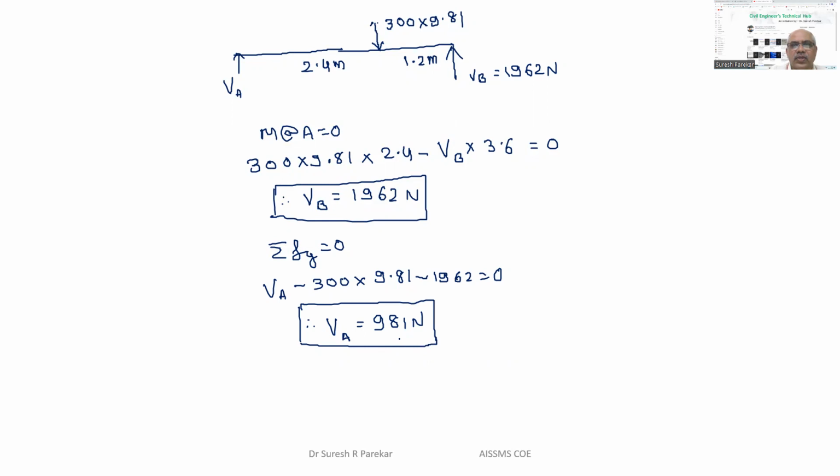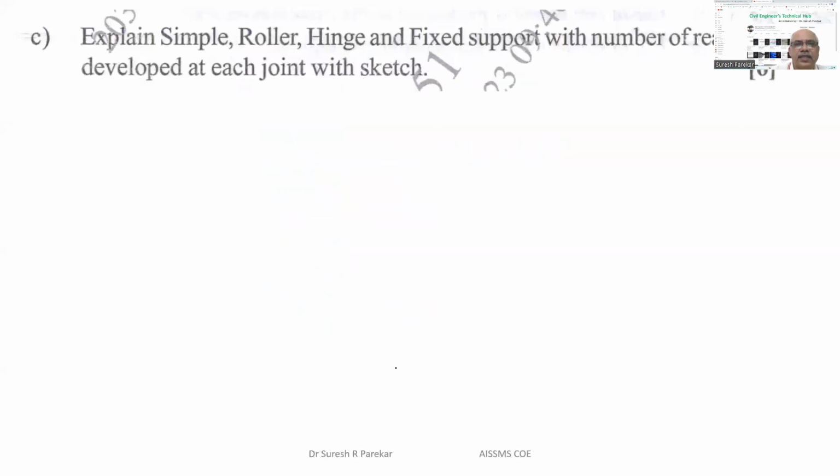So likewise, we have to solve these problems related to equilibrium. Then we have explained simple, roller, hinge and fixed supports. Already I explained. Now here, simple and hinge are given. Actually, some books say simple like this, with 2 reactions, and hinge. So this we use for fixed, and we have a dot inside, and here also we have 2 reactions only. So you can write this as simple, and you can write this as hinge. Actually, both have the same reactions.